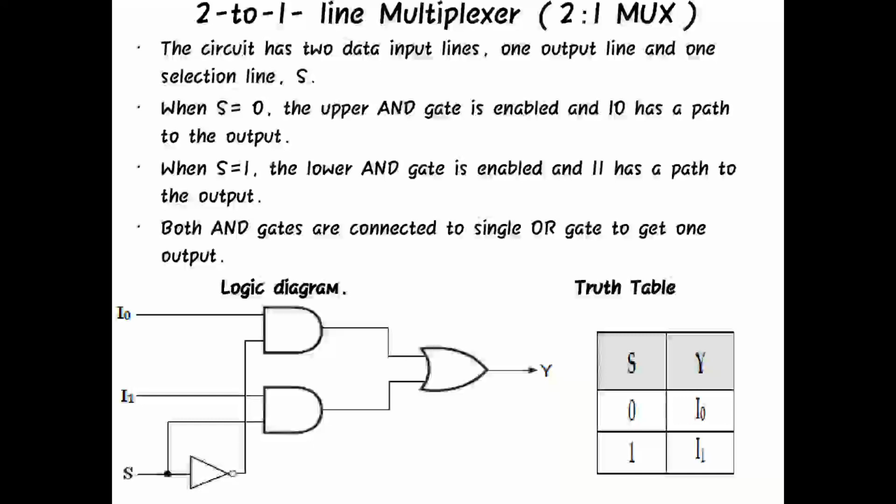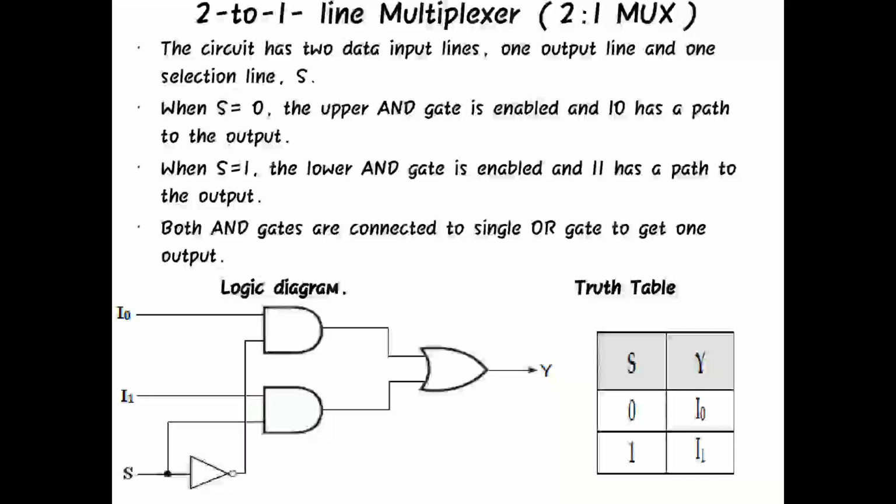So these two AND gates are combined together to get an OR gate. Why is the OR gate connected here? To get a single output, because as we know, the objective of a multiplexer is to get a single output. So we have a single OR gate to get one output.